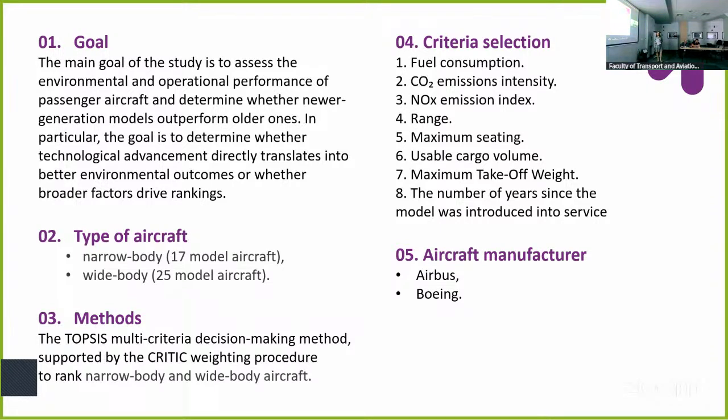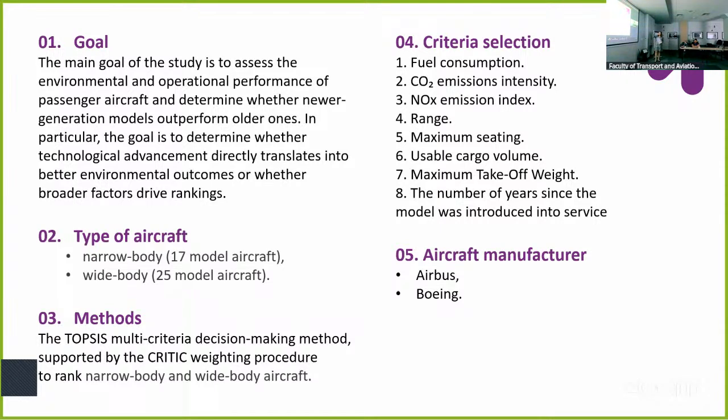We took into consideration two types of aircraft. So narrow body, represented by 17 models of aircraft, and wide body, 25 models, as you can see, of both Airbus and Boeing, of course. And the method was multi-criteria, yes. So the TOPSIS multi-criteria decision-making method supported by the CRITIC weighting procedure to rank narrow body and wide body aircraft accordingly.